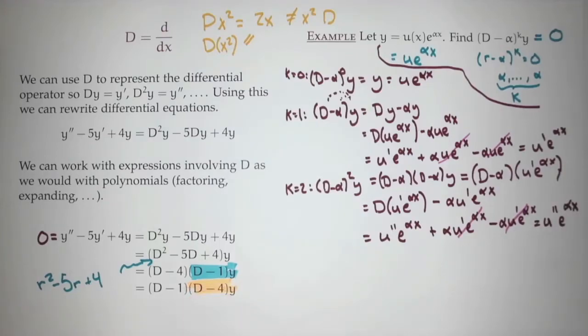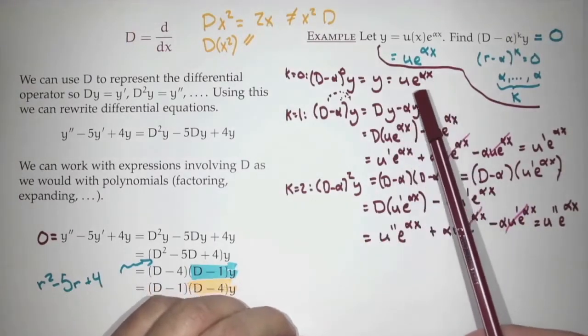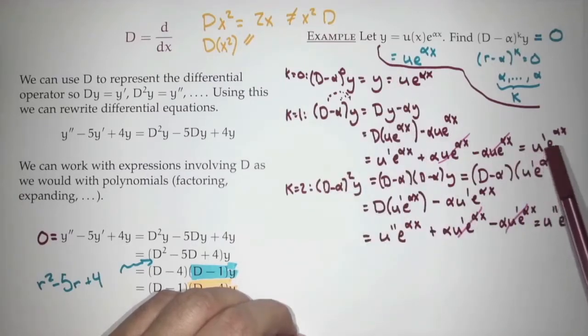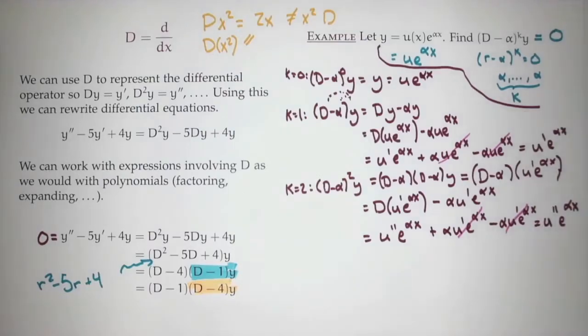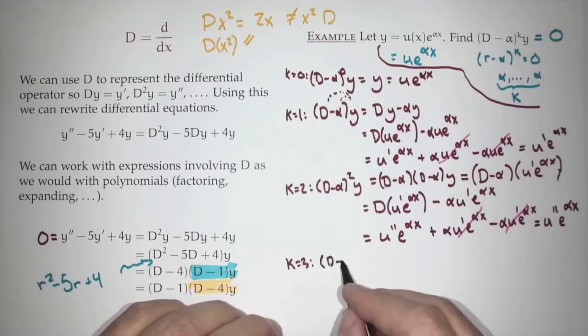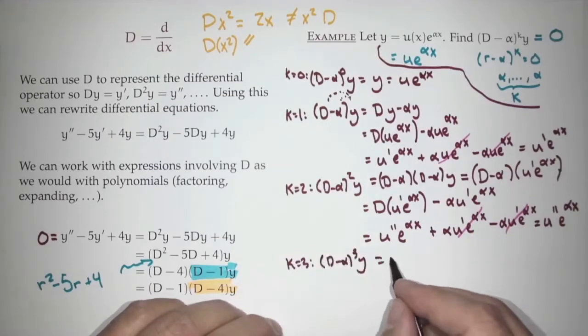And now this is when we start putting on our thinking caps: wait a second, I think I see a pattern. When we did nothing, we had u e to the alpha x, and this is like no derivatives to u. When we had k equals 1, we had one derivative, u prime e to the alpha x. When we had k equals 2, two derivatives, u double prime e to the alpha x. What's going to happen? Well, the question is, should we expect anything to happen? What should k equals 3 do? Can you see it? It'll be u triple prime.